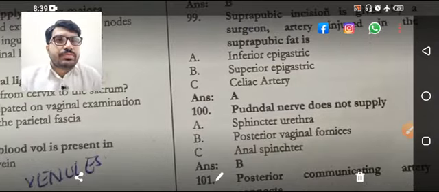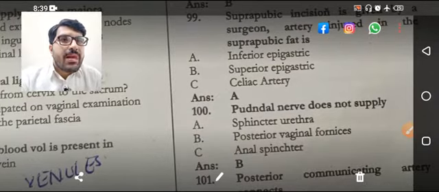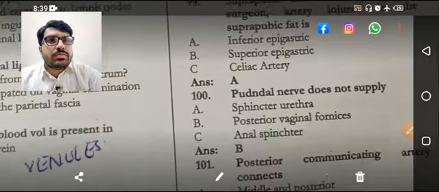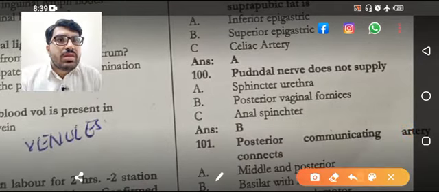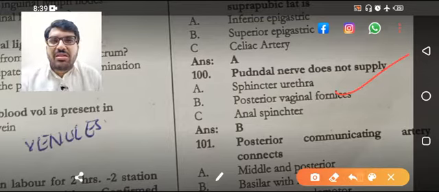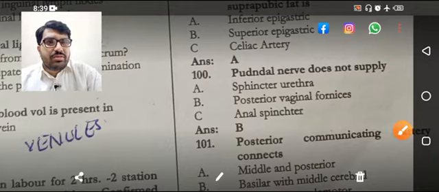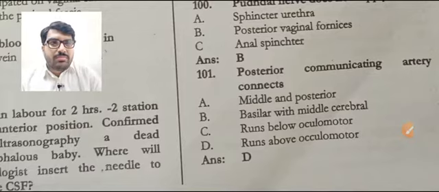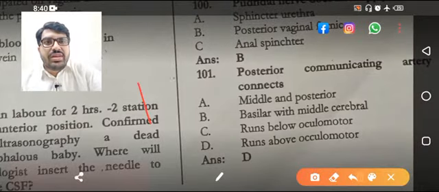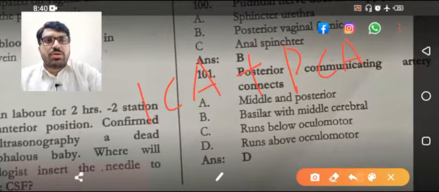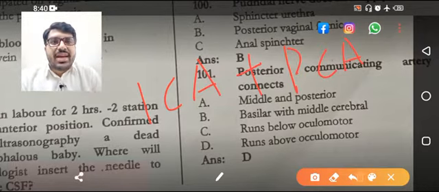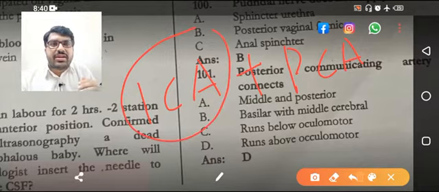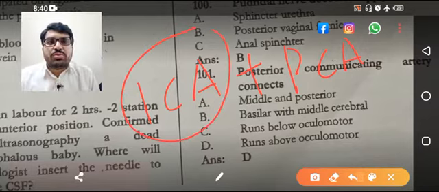So coming next, the pudendal nerve does not supply the posterior vaginal fornix. Already discussed in the previous, it is actually the hypogastric plexus. Posterior communicating artery connects ICA, discussed in the previous, with PCA above the oculomotor nerve, and it is the branch of the internal carotid artery. So it communicates the internal carotid artery with the posterior cerebral artery.